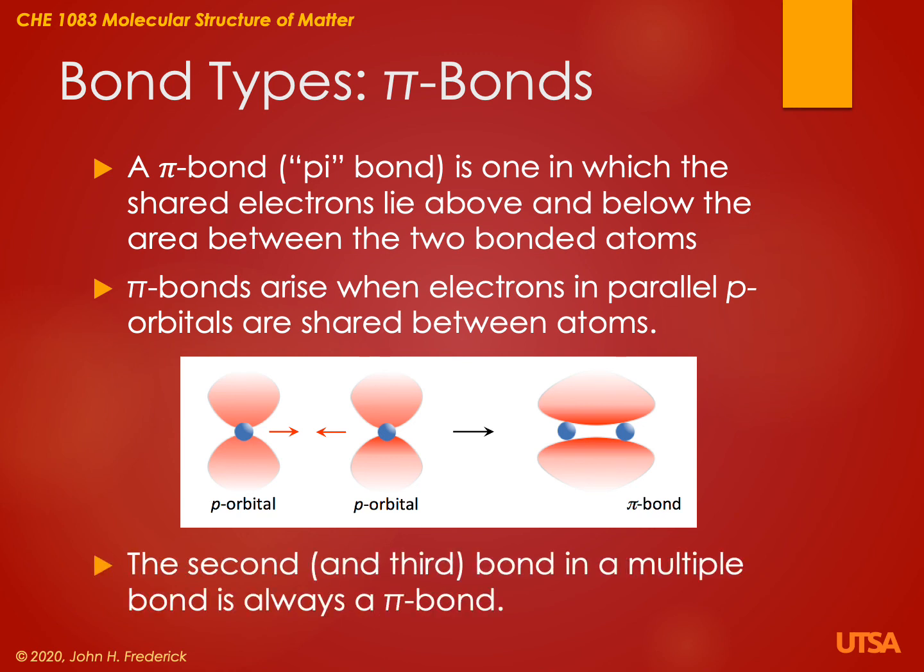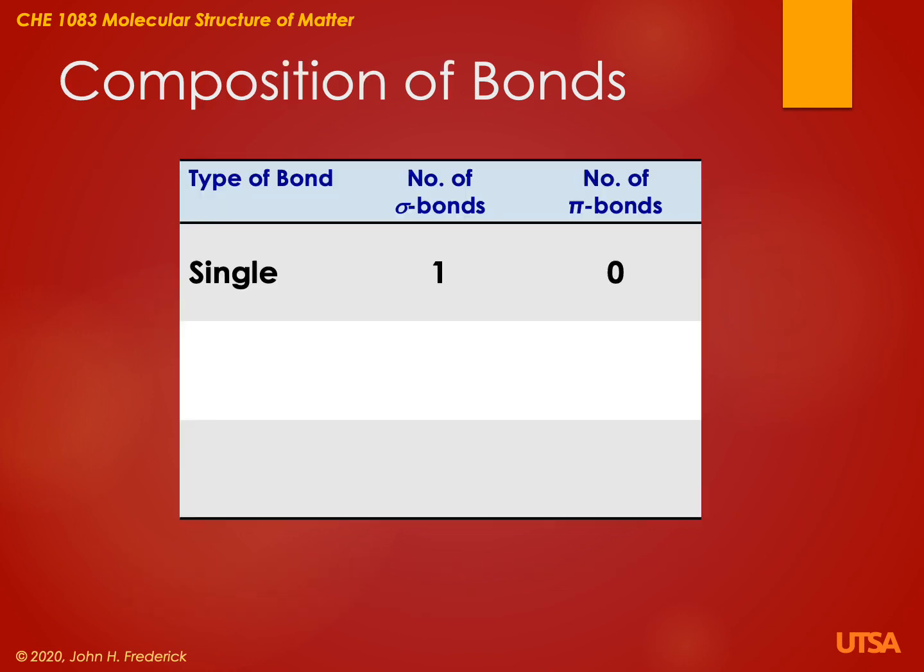Whenever you have a multiple bond, the first bond is a sigma bond, and the second and third bonds in a multiple bond are always pi bonds. So let's make this chart just to summarize what we know about multiple bonds. If it's a single bond, it has one bond, and that bond is a sigma bond. If we have a double bond, there are two bonds. One of them is a sigma bond, and one of them is a pi bond. If there's a triple bond, the first one is a sigma bond, and the other two are both pi bonds. So you can see that as we get to larger and larger multiple bonds, what's added here are pi bonds, going from 0 to 1 to 2.